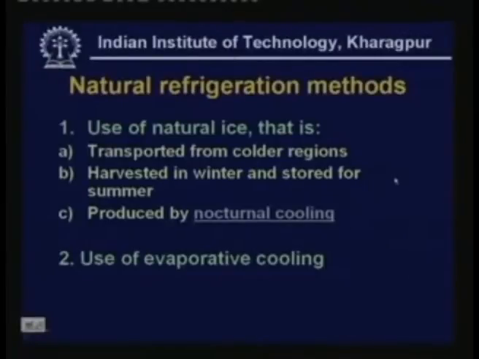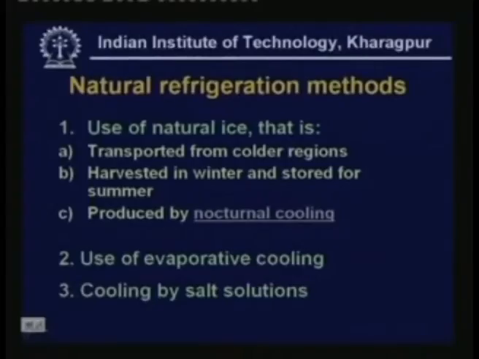Now let us look at another natural refrigeration method, that is the use of evaporative cooling. Whenever water evaporates into surrounding air, it produces a cooling effect because evaporation is an endothermic process. This is the principle behind the cooling of water stored in earthen vessels, and also behind the cooling of human bodies on a hot day. That is how we lose heat on a hot day. However, this has its own limitations.